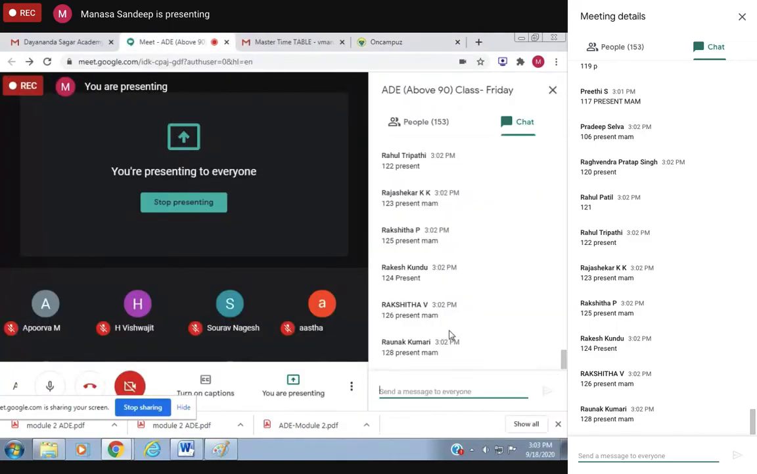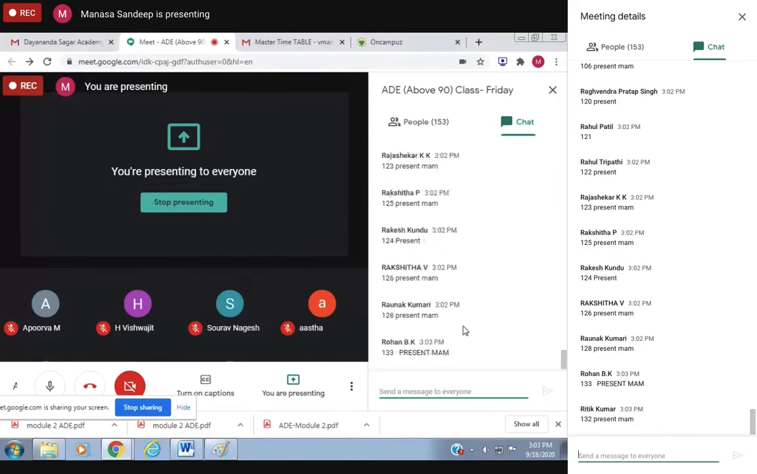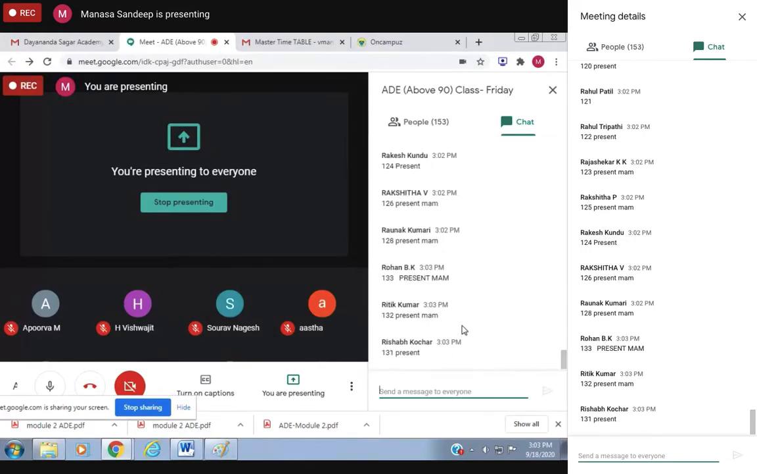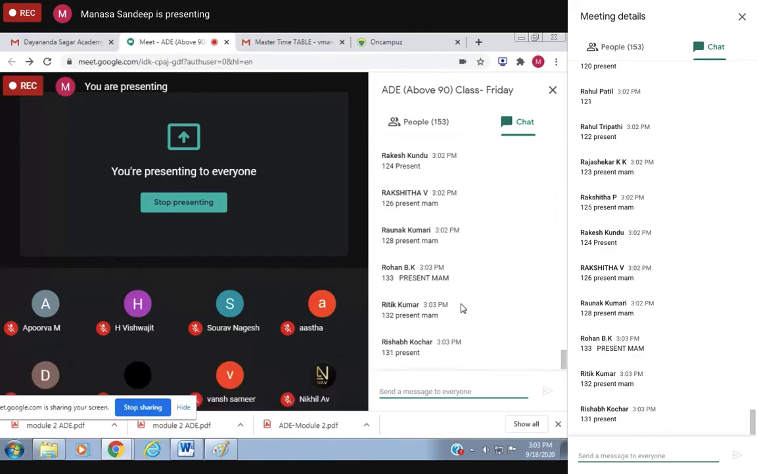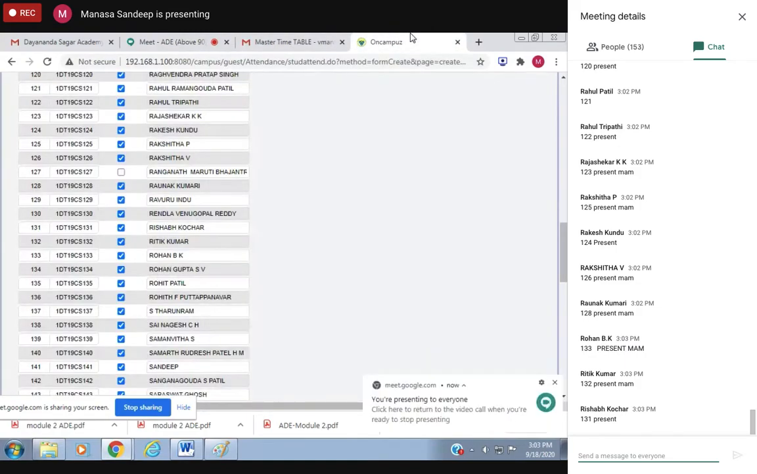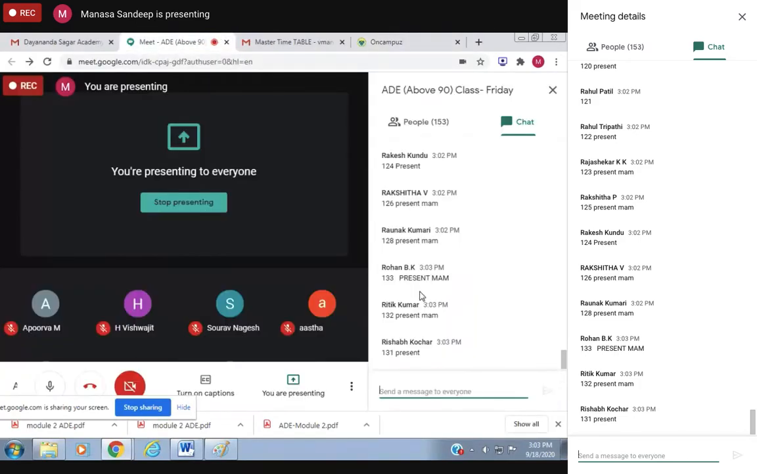28, 29, 30, 31, 32. 129 is also absent. Ronak is absent. No, 128 is present. Indu is absent, right? Indu is absent. 30. Venugopal is absent. 31 is present. Okay. So I should take out 127 done. 29, 30 I should take out. And 30. Okay. So next 31, 32, 33, 34, 35, 36.